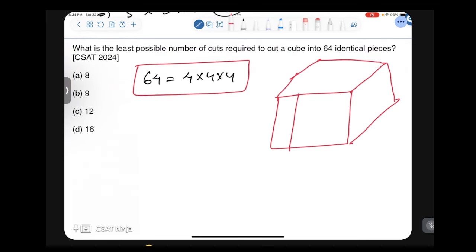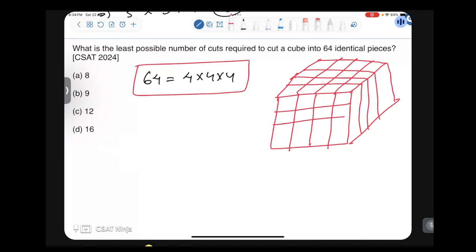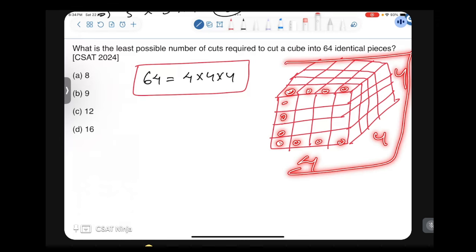We have 1, 2 and 3 cuts here. There's another 1, 2 and 3 cuts here. Same thing here, 1, 2 and 3 cuts here. So if you cross refer here, you have 1, 2, 3 and 4. You have 1, 2, 3 and 4. You have 1, 2, 3 and 4. That means 4 into 4 into 4. The cube here is 4 into 4 into 4.